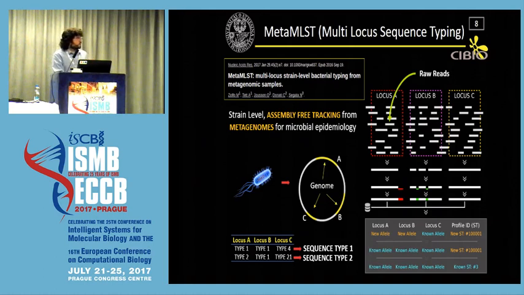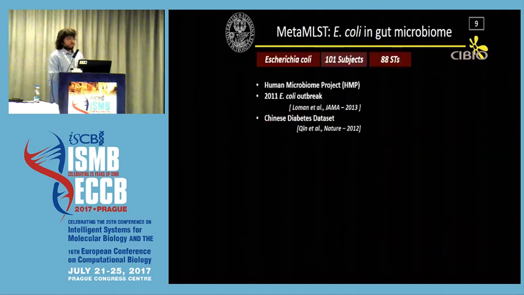combination of those. MetaMLST is able to do this from metagenomic data directly, without the need for assembly, and it can detect both previously observed strains and totally new strains of the same species. As an example, we applied MetaMLST on a set of E. coli enriched samples coming from different public studies, including the HMP, the German outbreak gut samples from Loman and colleagues, and a set of Chinese gut samples from a diabetes cohort.